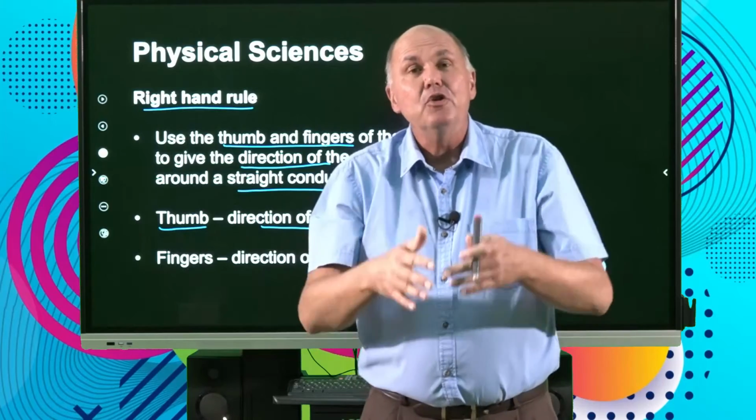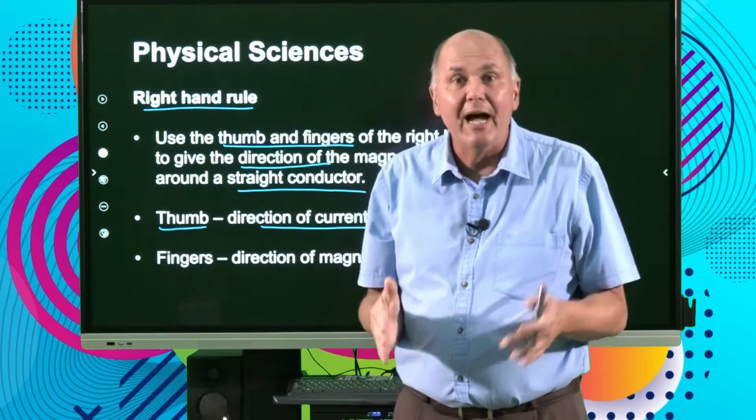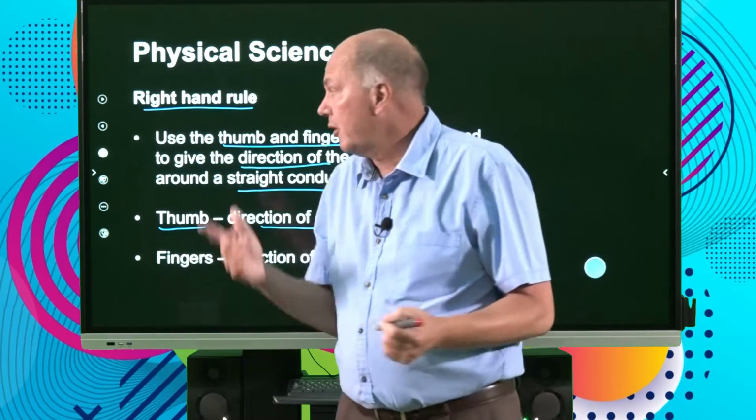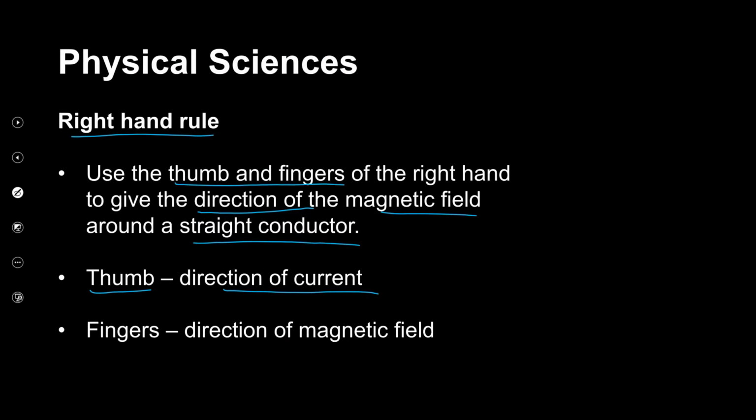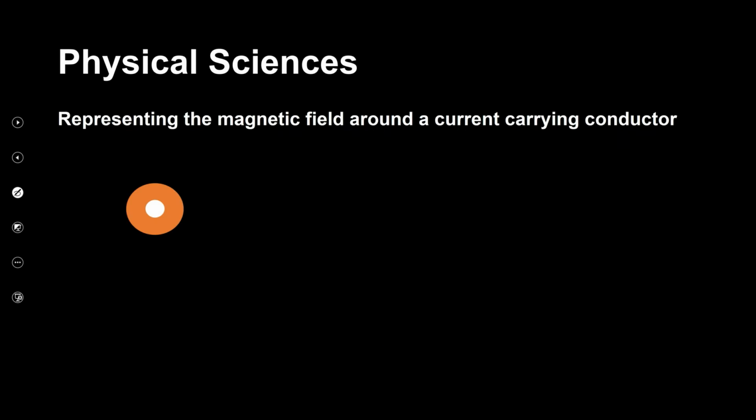Now, you don't want to have to draw three-dimensional shapes of this, so we have a special way of showing both the direction of the current and the direction of the magnetic field. We're going to use a series of dots and crosses to do that. So let's have a look at this particular example.